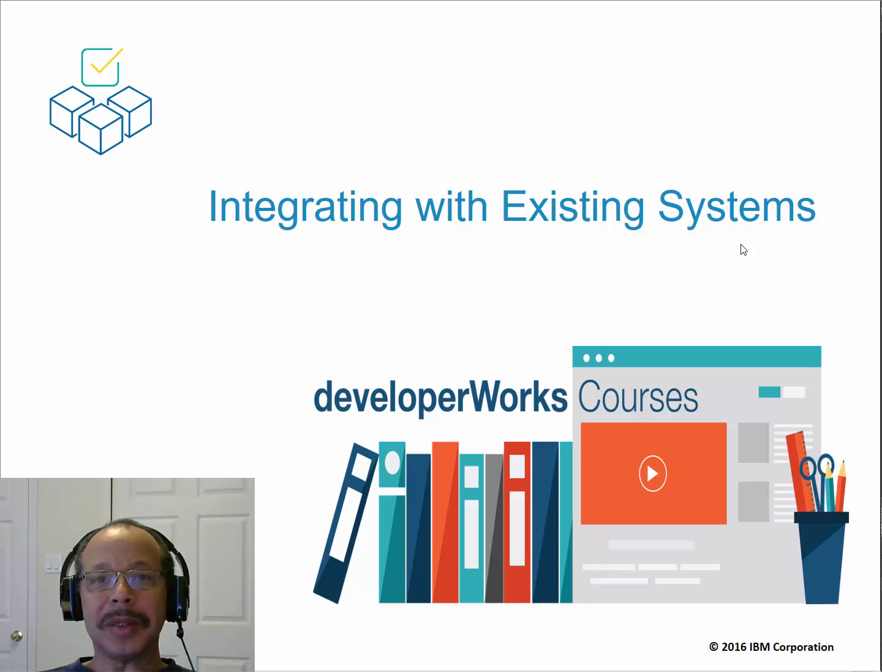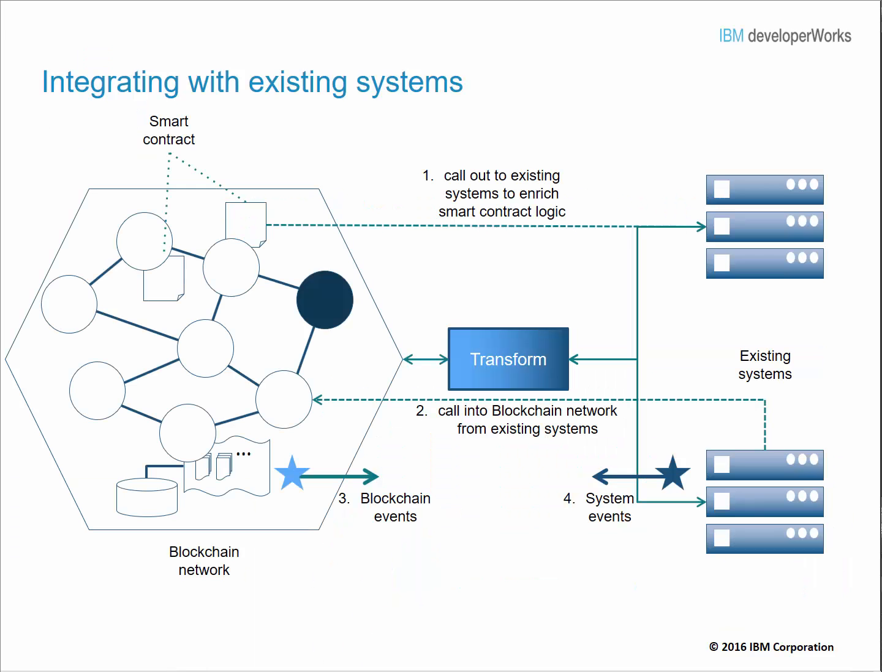In this video, we'll look at some of the different ways you can integrate your existing IT systems with a blockchain network. So if you look at our diagram, you see on the left we have our blockchain network, and on the right we have our existing systems. So now let's look at some ways that the two can interact.